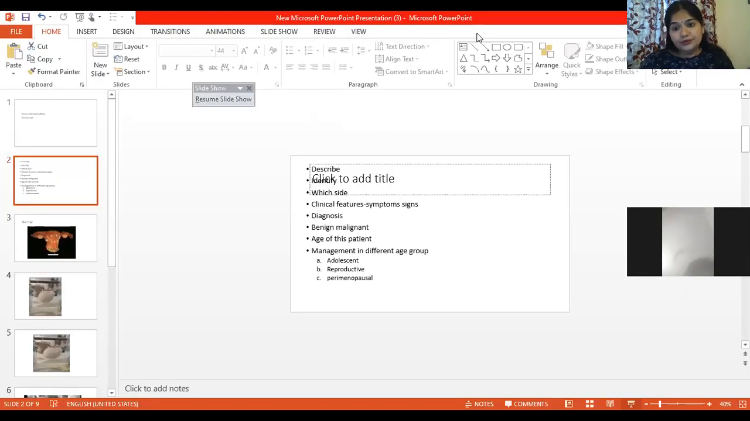So you must see the extent of the disease. If the disease has gone to the other organs in the pelvis, then you're not going to do an exploratory laparotomy. Then you will require chemotherapy or radiotherapy first, and then consider the further management, right?